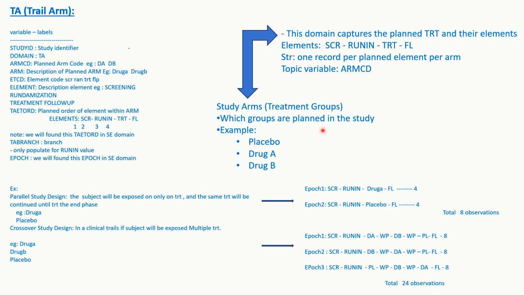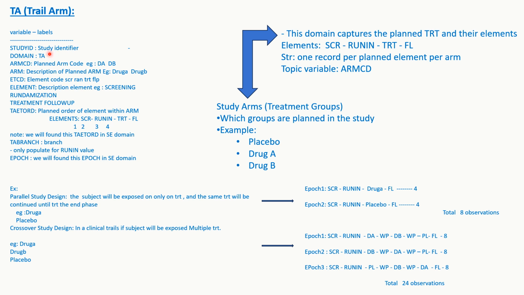Study arms are nothing but treatment groups, which groups are planned in the study, for example placebo, drug A, drug B. These we can call treatment groups or study arms. Coming to the trial arm domain, what variables are there? The variables are STUDYID, DOMAIN, ARMCD, ARM, ETCD, ELEMENT, TAETORD, and so on. These are the variables.